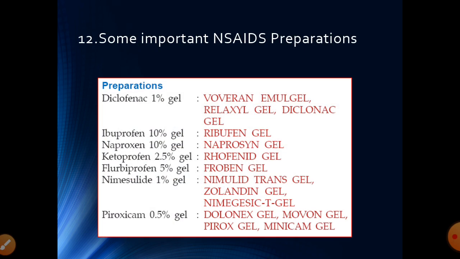Then comes some important NSAID preparations. So you have to remember these brand names as Piroxicam 0.5% gel को क्या कहेंगे, Dolonex gel कहेंगे, Minicam gel कहेंगे, क्योंकि brand names are very important. There are also many other brand names given in the KD Tripathi book. So I felt these are important ones. So I mentioned this table and this.